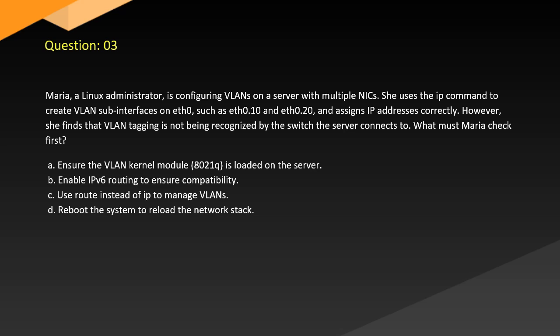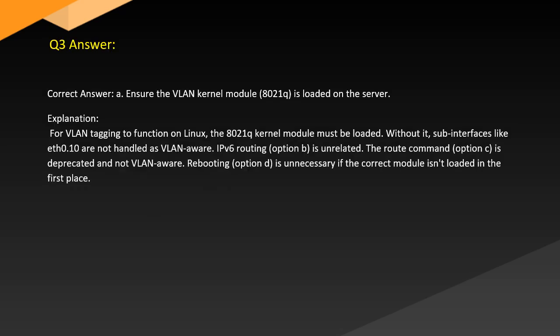A. Ensure the VLAN kernel module 8021q is loaded on the server. B. Enable IP routing to ensure compatibility. C. Use route instead of ip to manage VLANs. D. Reboot the system to reload the network stack. Answer. Correct answer A. Ensure the VLAN kernel module 8021q is loaded on the server.